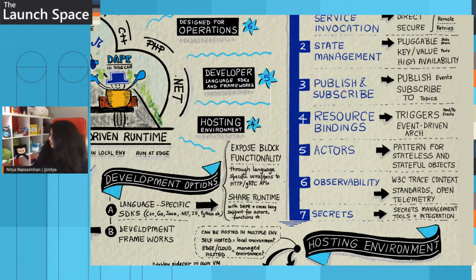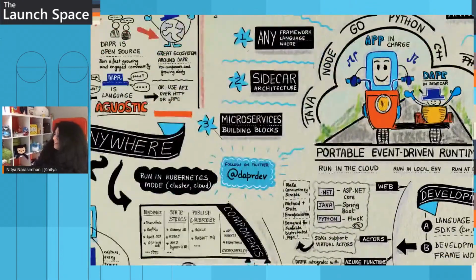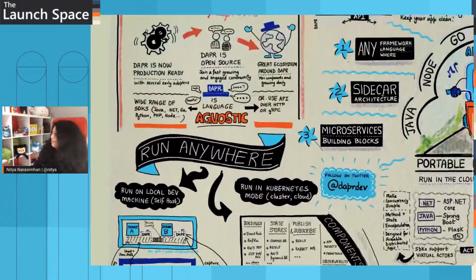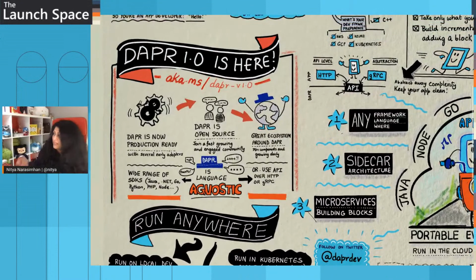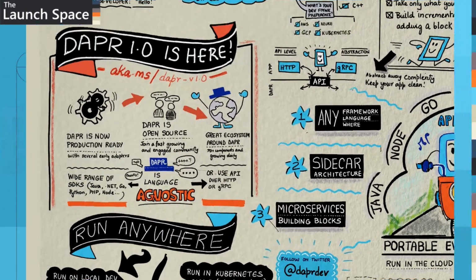And I'm not going to go through this because I want to show you my review of what we did today, but I will leave you with this. This is the Dapper 1.0 is here announcement. The three things you need to take away: it's production ready, it is open source, and there's a huge ecosystem around it.